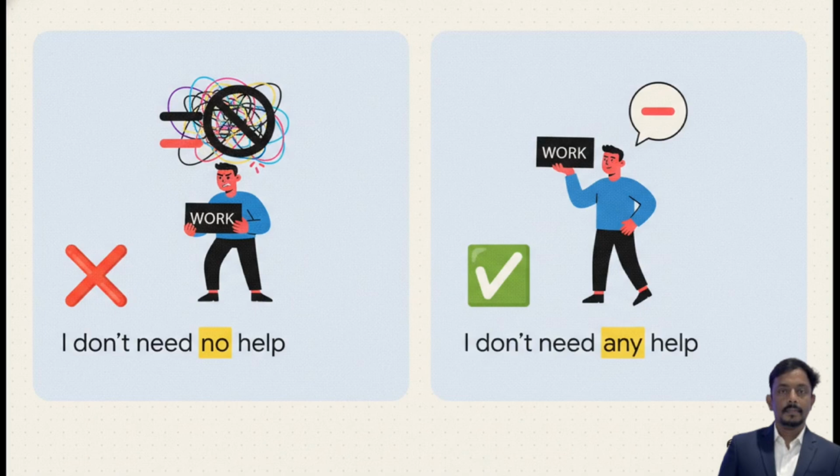So get this. If you say, "I don't need no help," what you're technically saying is that you do need help. Crazy, right? To make sure everyone knows what you mean, just use one negative word. "I don't need any help." It's cleaner, it's direct, and it's what you actually want to say.